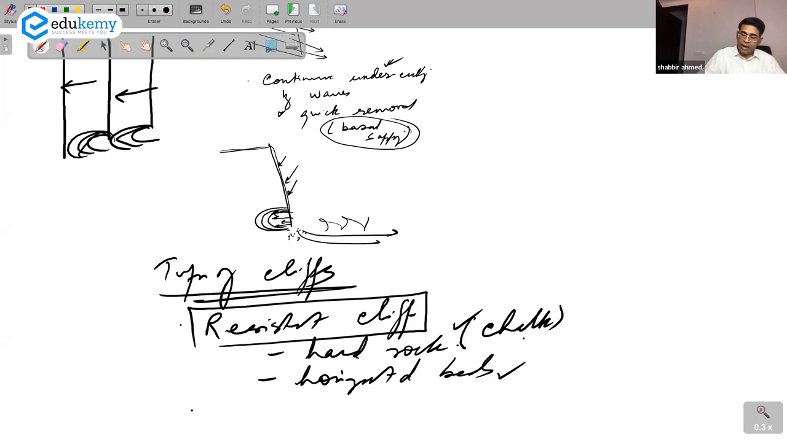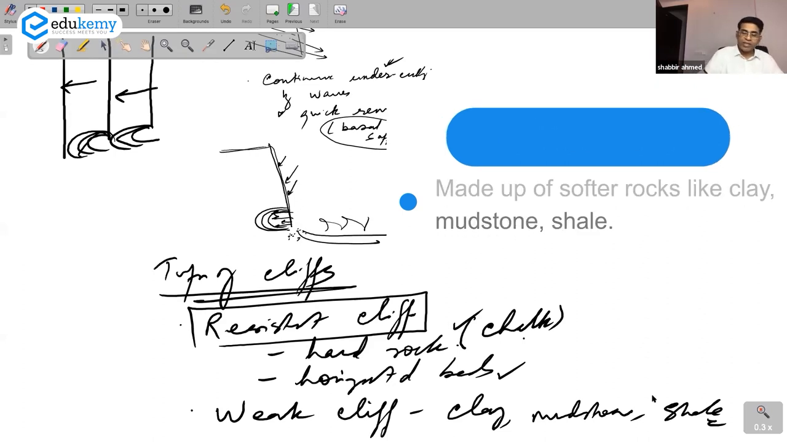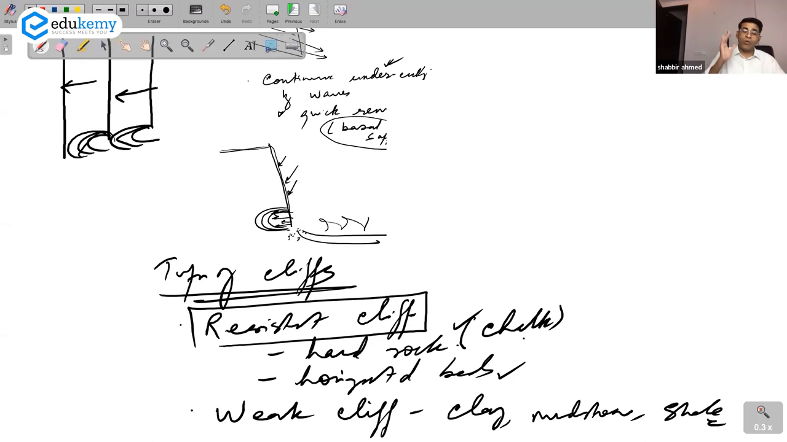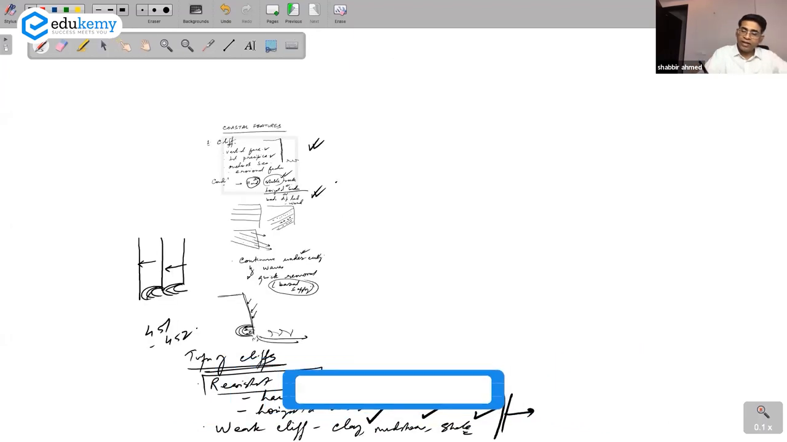The second type of cliffs are weak cliffs. Weak cliffs are made up of softer sediments. They could be made up of clay, mudstone, or shale. They will not remain as cliffs for long. They will collapse, and when they collapse, they do not look like vertical, near perpendicular slopes anymore. There are three or four types, just keep these two. Page numbers 451 and 452. Okay, so I'm done with cliffs.